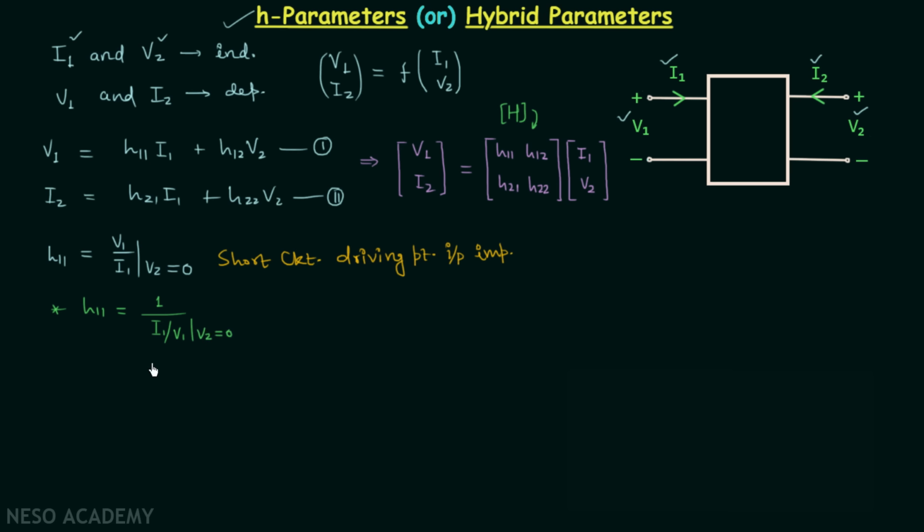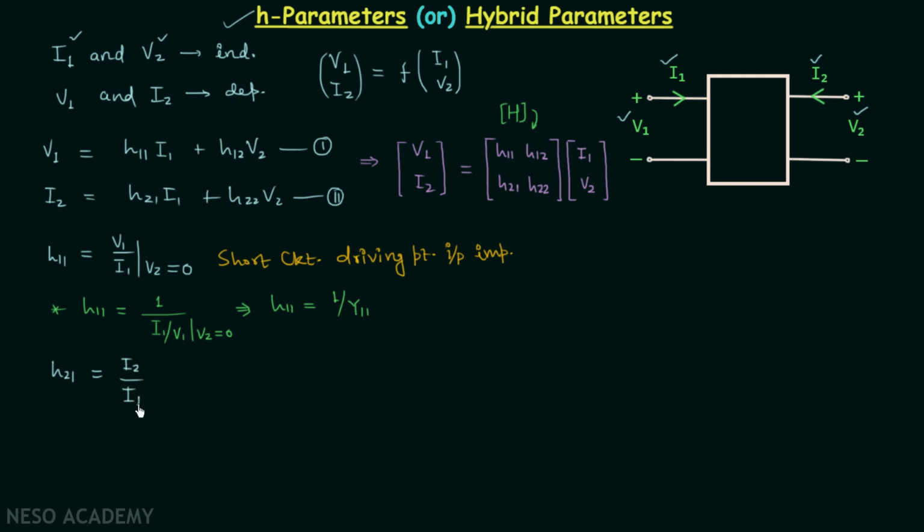And in Y parameters lecture we saw that parameter Y11 is equal to I1 divided by V1 when V2 is equal to 0. So from here we can say that parameter H11 is equal to 1 over parameter Y11. So remember this point, and now we will find out parameter H21. We can have H21 from equation number 2 when V2 is equal to 0. H21 will be equal to I2 divided by I1 when V2 is equal to 0.